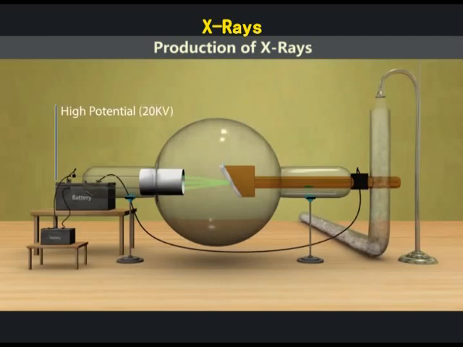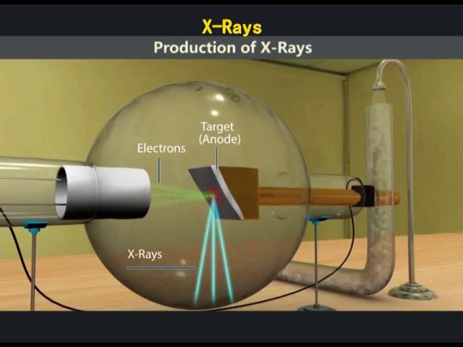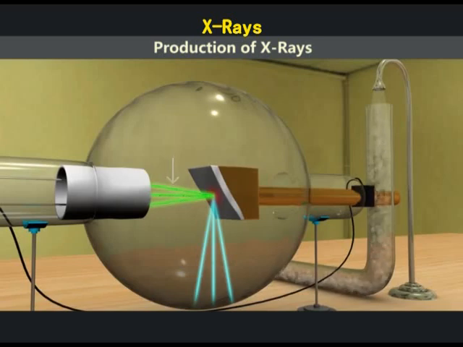A very high potential difference in the order of 100 kilovolts is applied between the source and the target. Due to this high potential difference, the electrons are accelerated from the cathode to the anode, and when they hit the target, a part of their kinetic energy is converted into X-rays. The intensity of the X-rays depends on the number of electrons hitting the target.